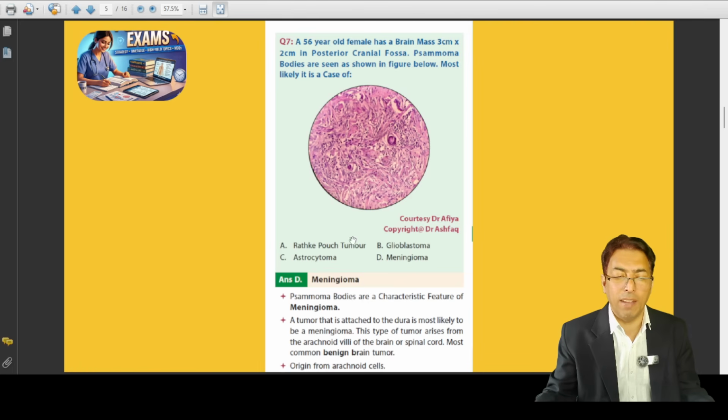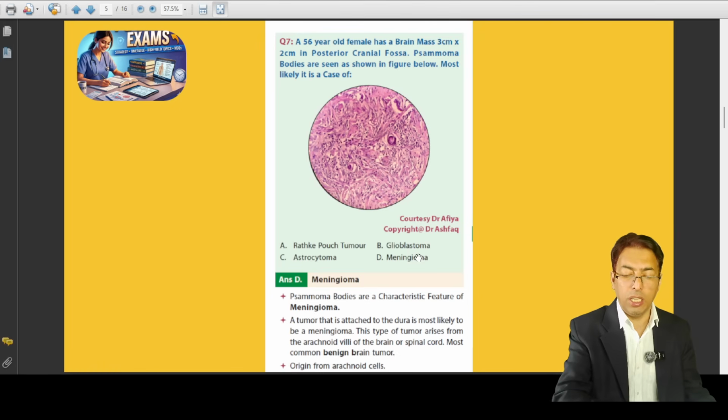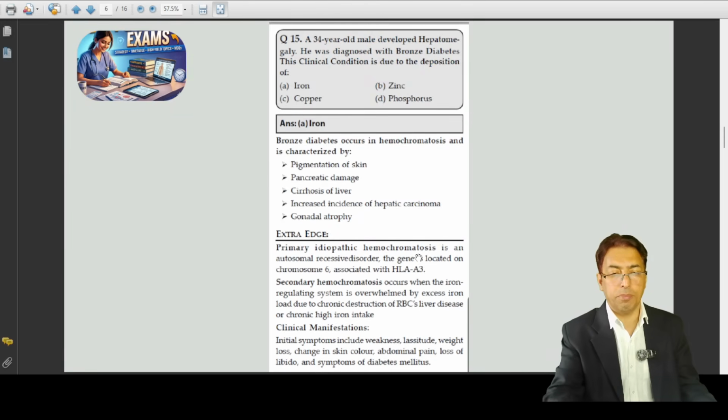You should be well aware of the pathological features of glioblastoma multiforme, which is a very aggressive brain tumor, a very, very lethal brain tumor, with a butterfly appearance, and others like the Rathke's pouch tumor, craniopharyngioma, and astrocytoma. But meningioma is classic in its association with psammoma bodies.